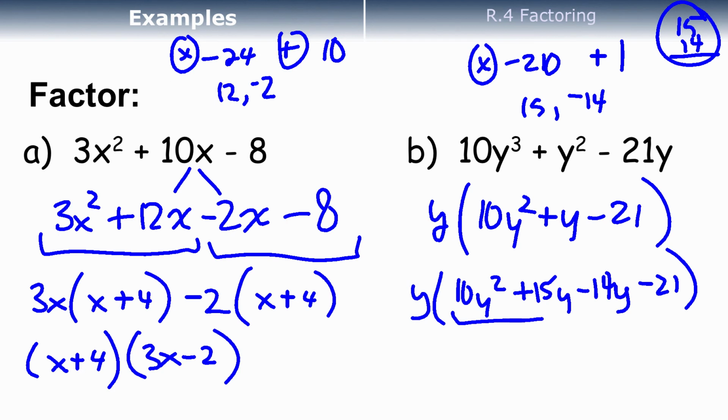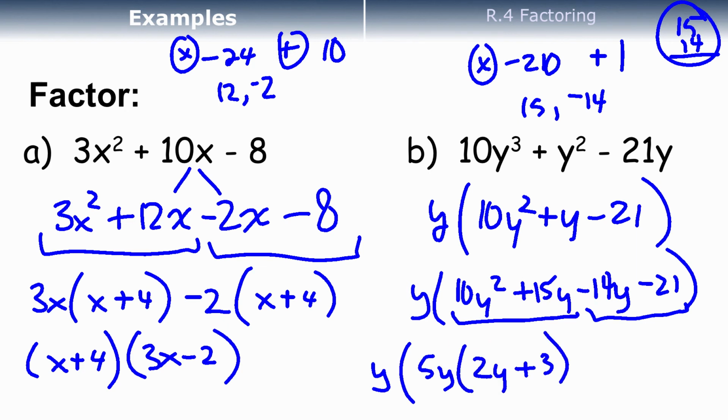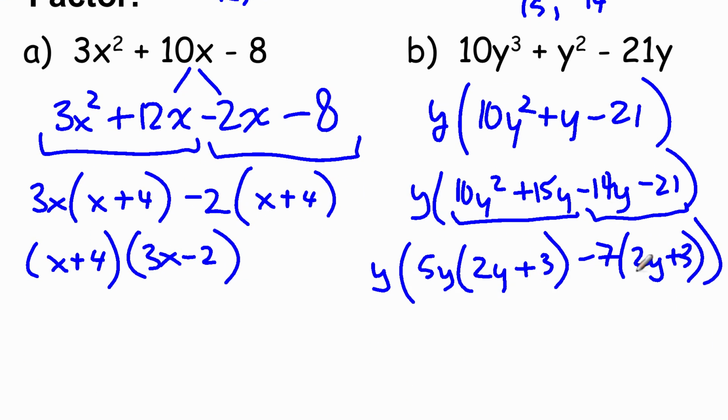Now group factor. There's one group, there's a second group. So I'll leave that y out there. So this would be, I could factor a 5y out, leaving me with 2y plus 3. This one I could factor a negative 7 out, leaving me with a 2y plus 3. Right on. I like it when these numbers are the same.